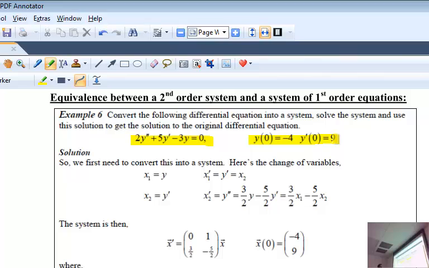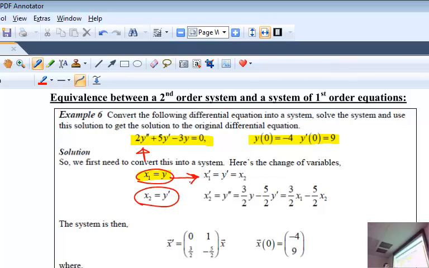Okay. So I say x1 is equal to y. y is the variable that is given that I need to find. But I'm going to let x1 be equal to y. And then I'm going to define a new variable x2 as simply y prime, the derivative of y. Okay. Then I take the derivative of this equation.